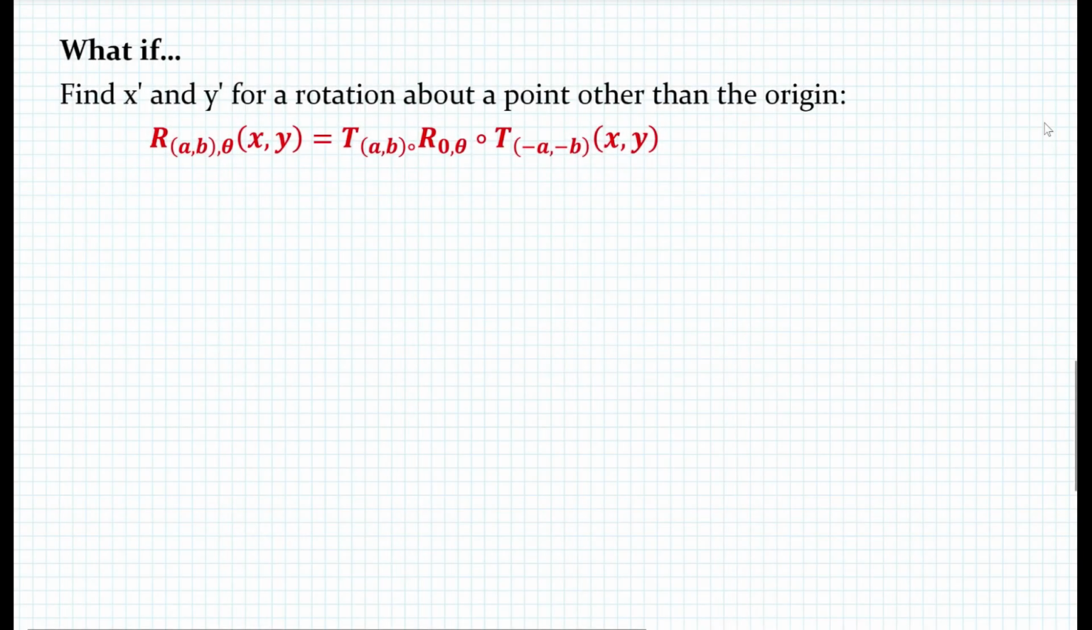So here's a summary. If you rotate a point (x, y) about a point other than the origin, you read from right to left again like this. First, you translate the point (x, y) by (-a, -b), that are defined by these values here. Then you rotate the point over the origin by an amount of theta. And then you translate it back by (a, b).